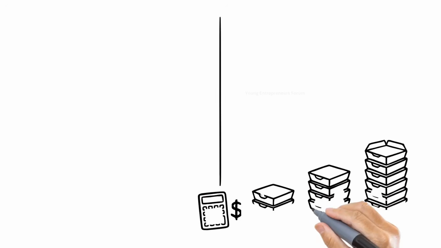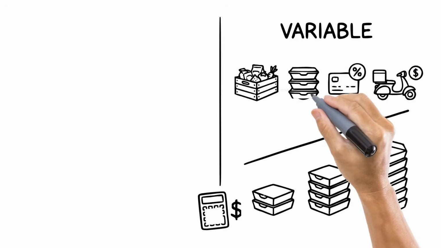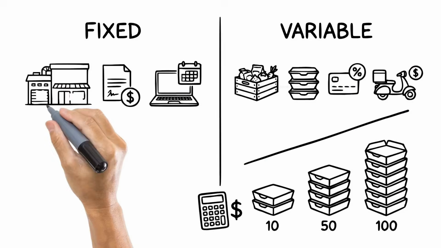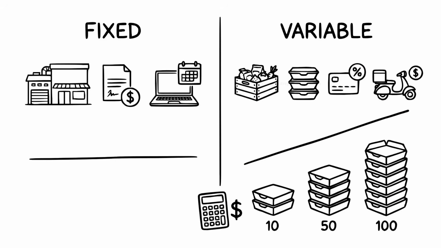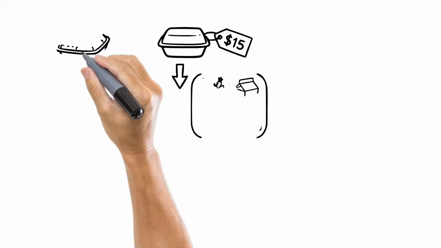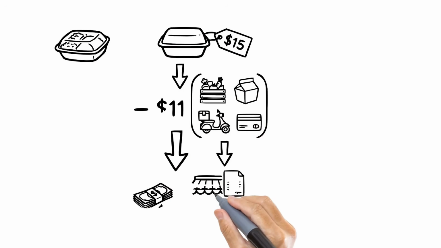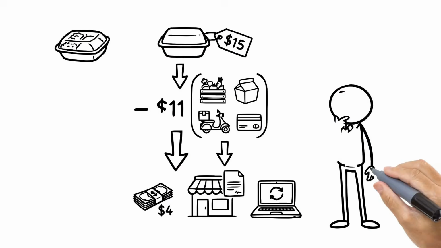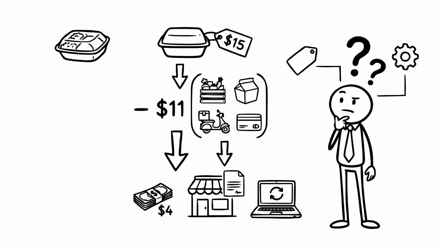Finally, build your cost structure. Separate major fixed and variable costs. Kitchen rent and software subscriptions may remain relatively stable, while ingredients, packaging, payment fees, and delivery expenses may increase as the number of orders increases. For example, if a meal sells for $15, but ingredients, packaging, delivery, payment fees, and other variable expenses total $11, only $4 remains before fixed expenses. That immediately raises important questions about pricing and efficiency.